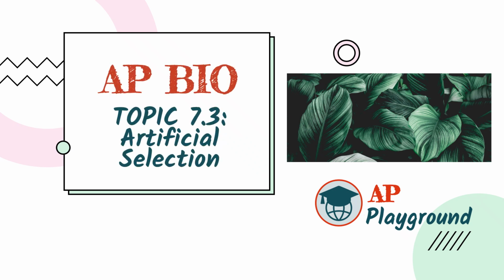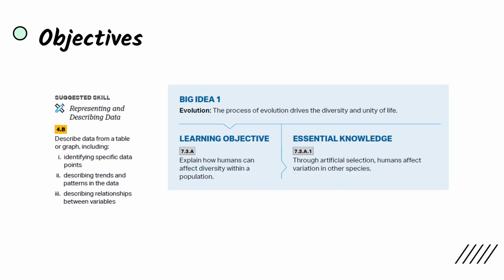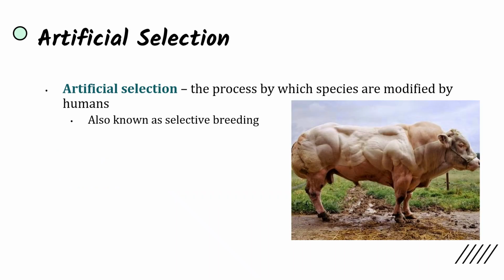Today we're covering topic 7.3, Artificial Selection. Super short lesson today. We're just talking about how humans can affect diversity within a population through selective breeding. Suggested skills: representing and describing data, describe data from a table or graph, including identifying specific data points, describing trends and patterns in the data, and describing relationships between variables.